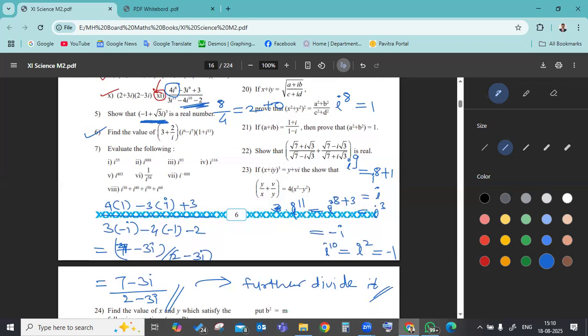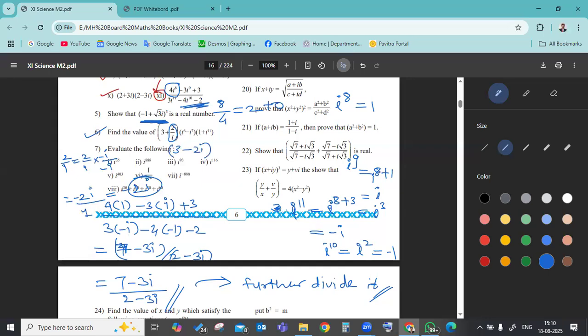See here, 2 upon I is there. So 2 upon I, we can write it like 2 upon I into minus I upon minus I. We have multiplied by the conjugate of the denominator and divided by the conjugate of the denominator, so that it becomes minus 2I upon I into I square into minus 1. I square is minus 1 already, and minus 1 gives us 1. So it becomes minus 2I. 2 upon I is minus 2I. So it becomes simply 3 minus 2I.